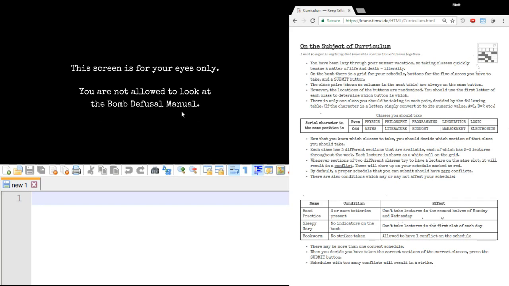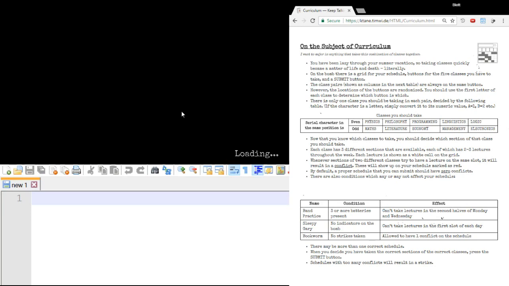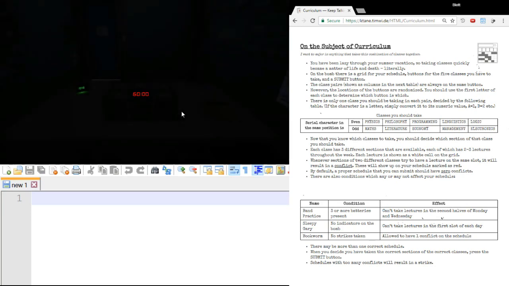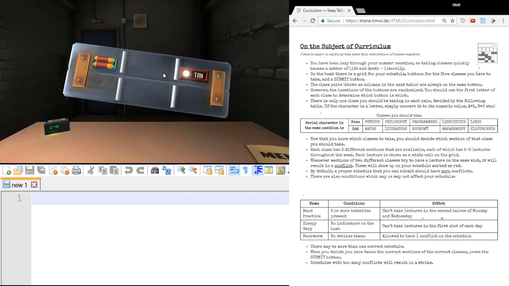This time we're on the subject of curriculum. This one's been requested a lot, so we're going to go ahead and take a look at it. It does have a little bit of edge work dependency, so we'll get that first, then we'll get underway.